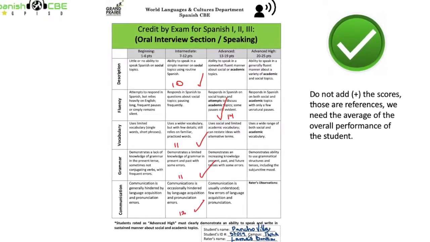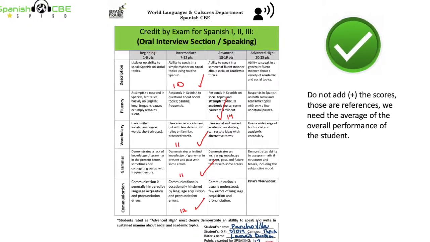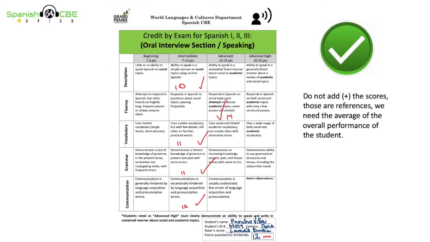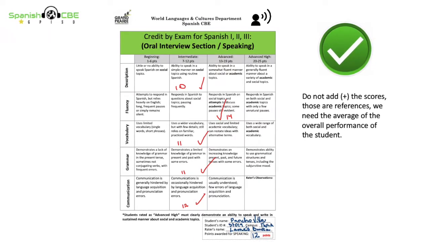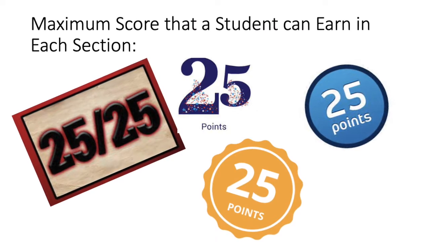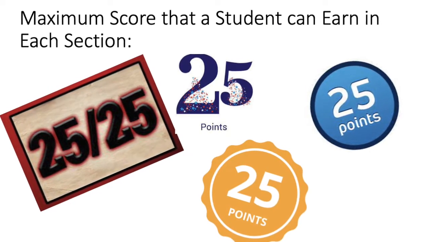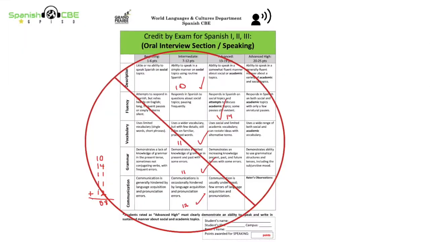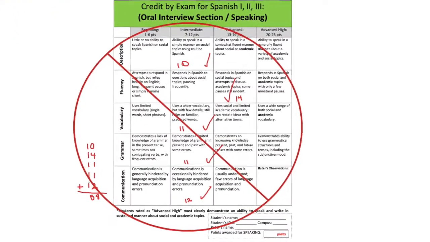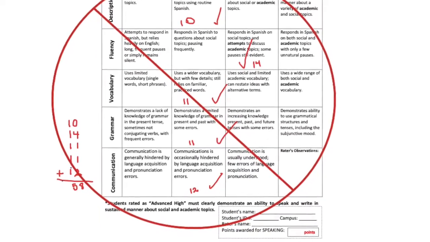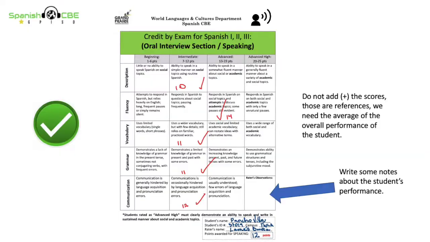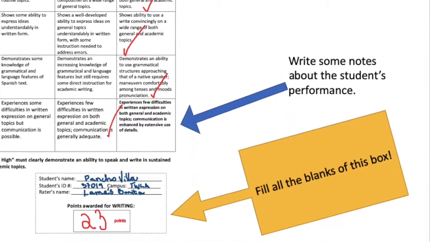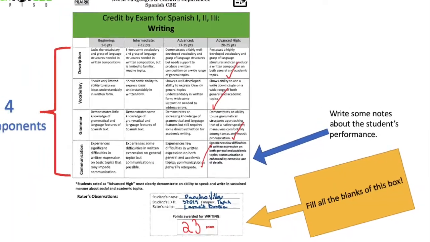Most of the time, the checkmarks or points awarded create consistent patterns. If you have a student that shows advanced ability in vocabulary and fluency, they will most likely not perform at the beginner's level in other components. This part that I'm going to explain now is extremely important. The maximum score that a student can earn is 25 points. You are not going to be adding points from each part. From the overall performance, you will rate the student's speaking skills from 1 to 25. Please add some notes in the rater's observations box to justify your score, especially if it is lower than 12.